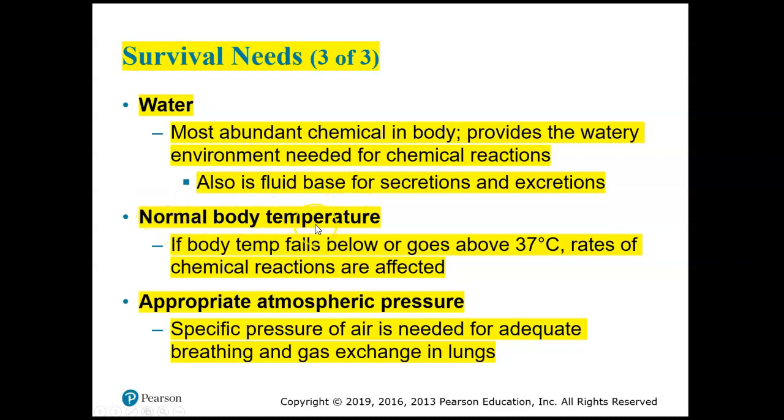Humans have to have a normal body temperature, which means it can be within a range, but it can't go too low or too high. So if the body temperature falls below or goes above 37 degrees Celsius, which corresponds to 98.6 Fahrenheit, the rates of chemical reactions are affected.